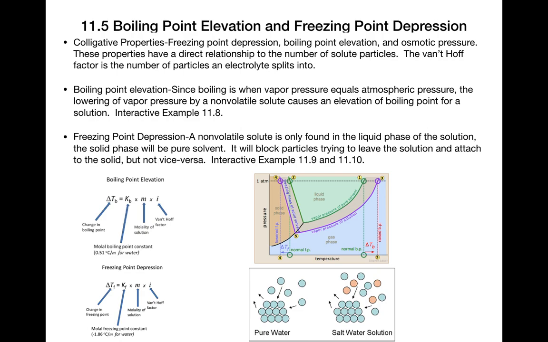However, if you continue to add heat, you can actually bring it back up to a boiling phase or boiling temperature. By elevating the boiling point, you can get it to boil at a higher temperature. The equation for boiling point elevation is the change in the boiling point, delta T sub B, is equal to the molal boiling point constant. Now in the case of water, that's 0.51 degrees Celsius per molal, times the molality of the solution, lowercase m, times your Van't Hoff factor, which may be 1 if you have a non-electrolyte, or 2 or 3 or 4 if you have an electrolyte that splits into multiple particles.